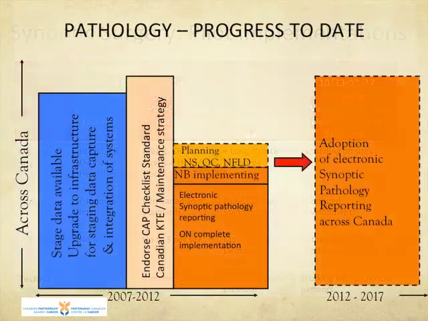Also in pathology, they've been doing the same thing, and over the last 5 years, they've been taking the checklists from the American College of Pathologists and bringing those into standards. And they're a bit slower in the uptake of this, but the plan is to get this across Canada over the next 5 years.